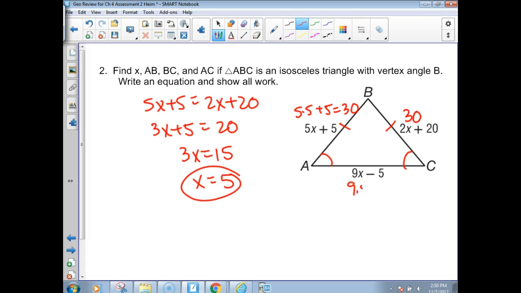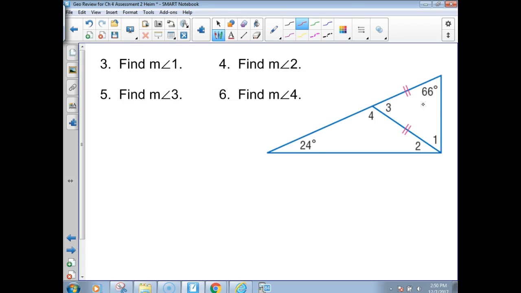And then the 9 times 5 minus 5, sorry, minus 5, and that'd be 40. Okay, so if you had to plug back in, you might need to give me all the sides. Okay, number 3, you've got another isosceles triangle situation over here.